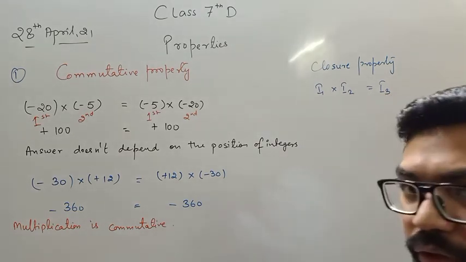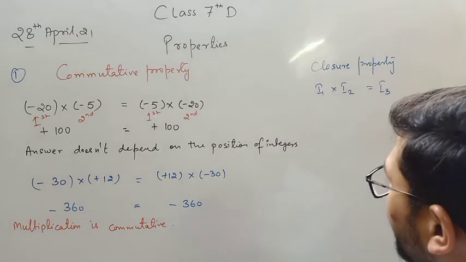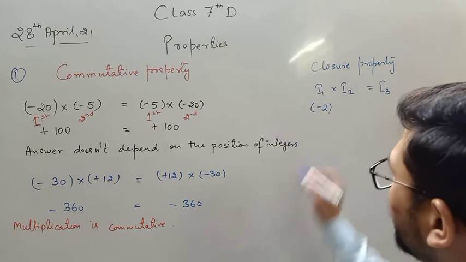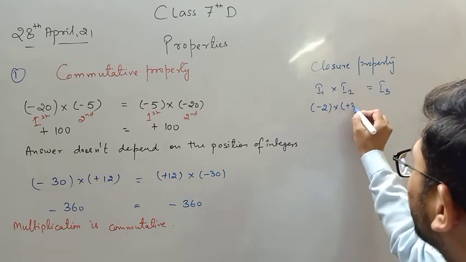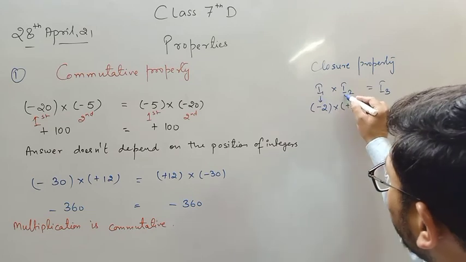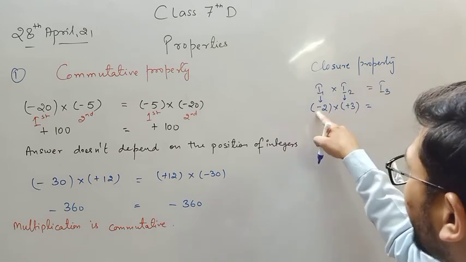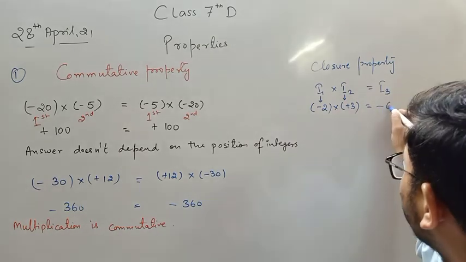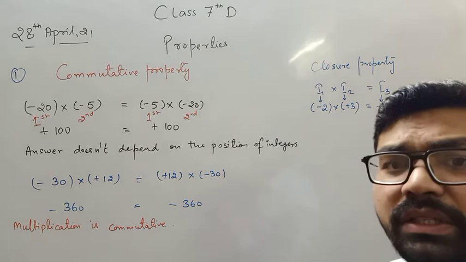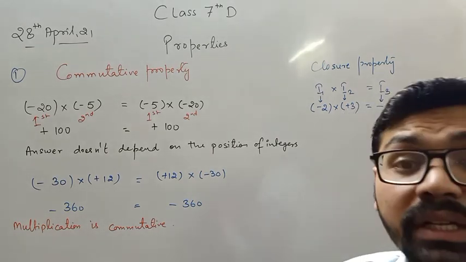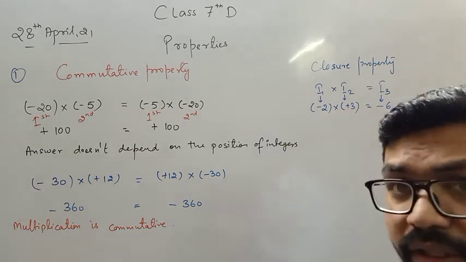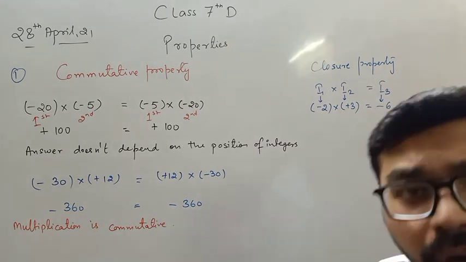Now I'm giving you one example here. Let's say minus 2 is a negative integer. When I multiply it with a positive integer, let's say plus 3, what result will I get? This is an integer, this is an integer. Minus 2 threes are minus 6, which is again an integer. It doesn't depend whether it's a negative or a positive integer, but it is an integer. So in LHS I have integers, in RHS I have integers. That means this follows closure property.